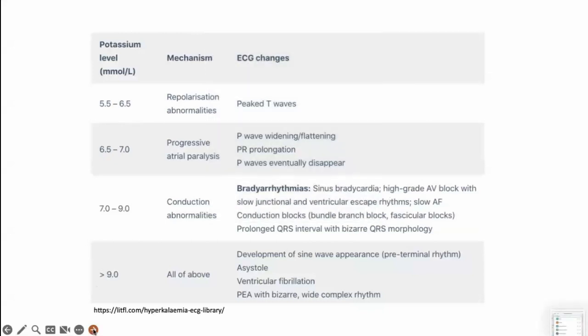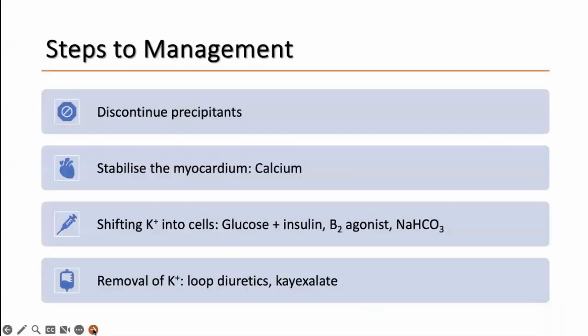So now the most important part of the talk is steps to management of hyperkalemia. And there's 4 really important things to remember when you're managing hyperkalemia. If you can remember the 4 different mechanisms, then it's easy to remember how to do it. So the first is to discontinue your precipitants.